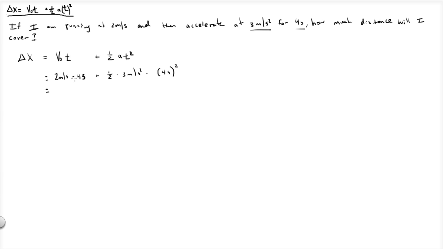Okay, so my 2 times 4 will give me 8 meters per second times seconds. These seconds will cancel out, I get meters, plus 1/2 times 3 times 4 squared, that's 24. My units here are seconds squared. They'll cancel out with the second squared on the bottom here, leaving me with meters, which means the total distance I cover is 32 meters.